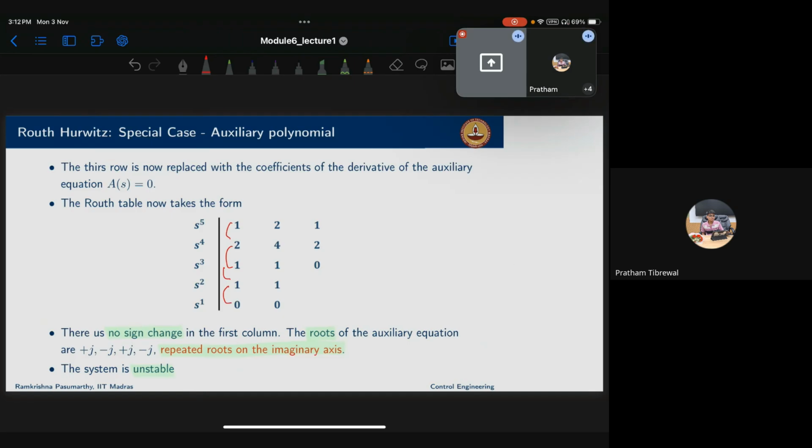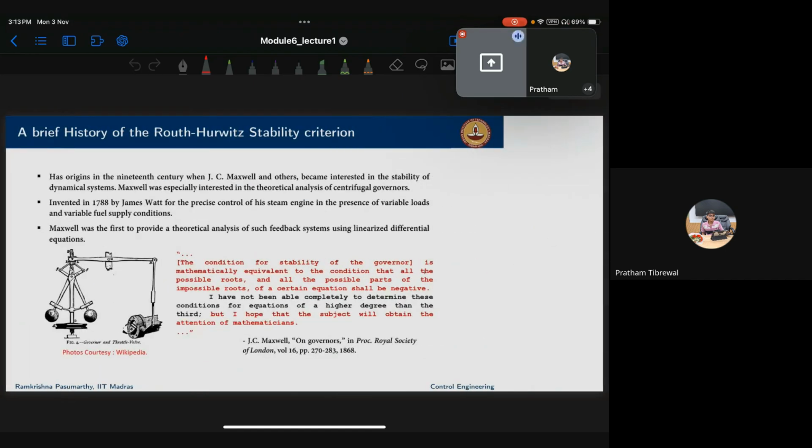But here this auxiliary equation is giving repeated roots. So they are plus j, minus j, plus j, minus j. So the system can be marginally stable, and we can also call it unstable if you don't want to specifically mention marginally stable. Generally, when we get this auxiliary polynomial, we say it is marginally stable. So this is about the RH criterion and its method.